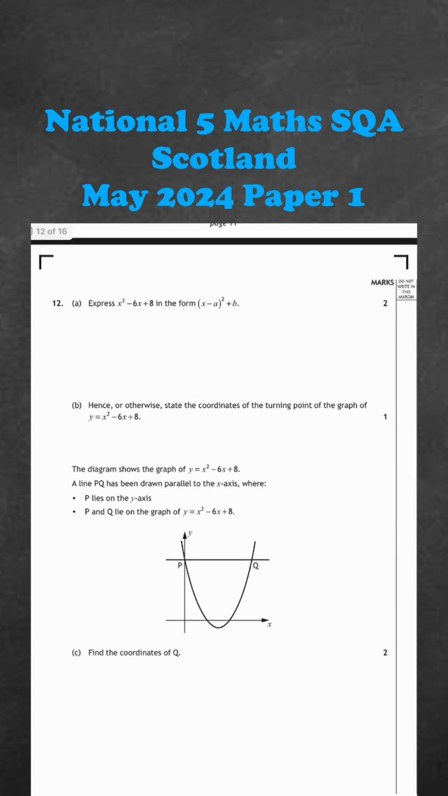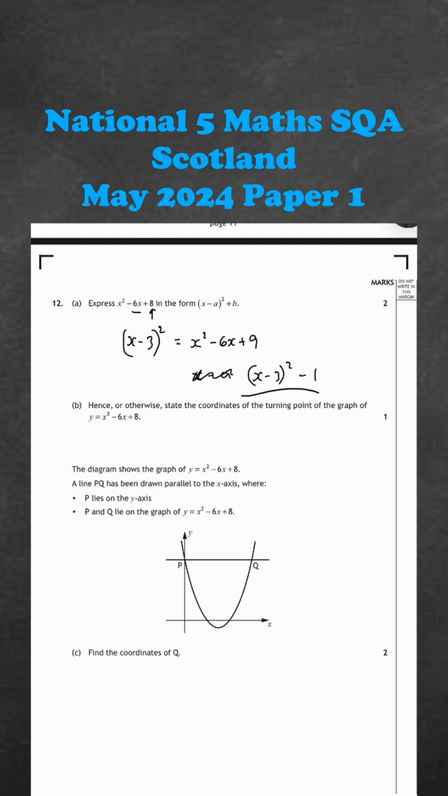Question 12. Express x squared minus 6x plus 8 in the form x minus a squared plus b. So what we can do here is divide this number by 2 to work out what goes in the middle of this bracket for completing the square. So this is going to be x minus 3 squared. If I expand out x minus 3 squared, you would get x squared minus 6x plus 9. But instead we have plus 8, and therefore we just need to subtract 1 off. So our format is going to be x minus 3 squared minus 1.